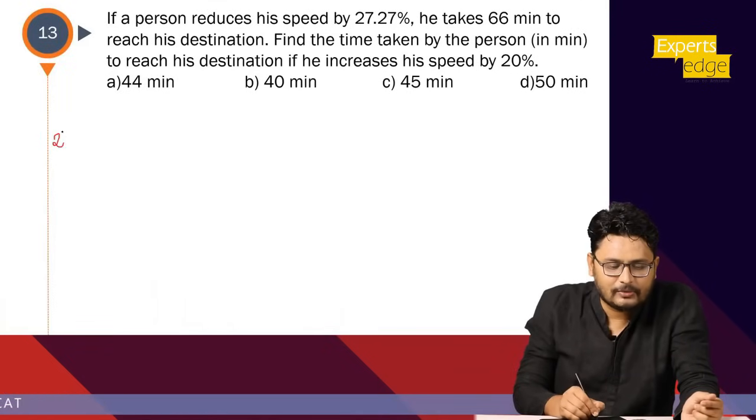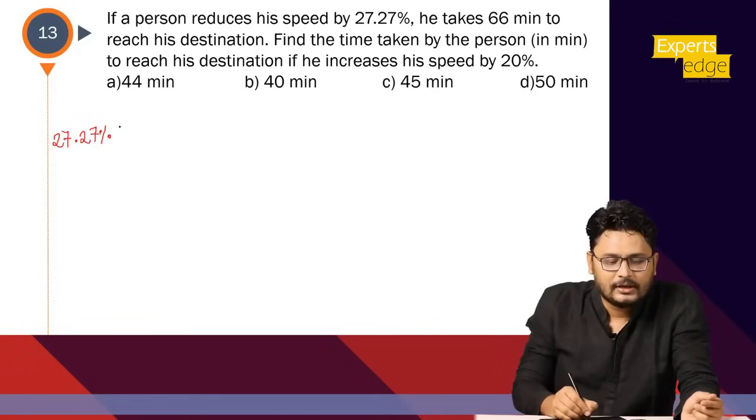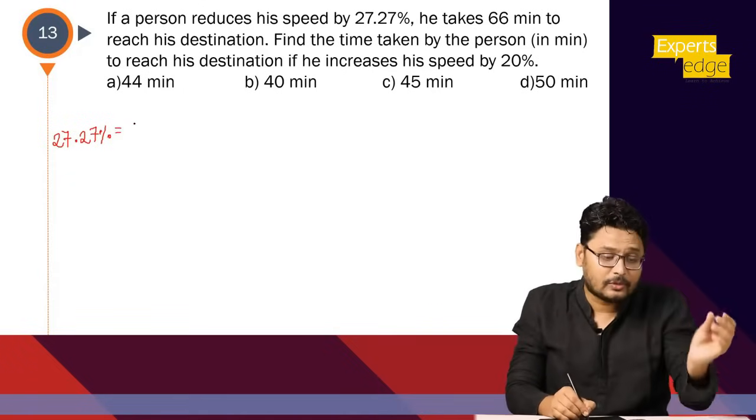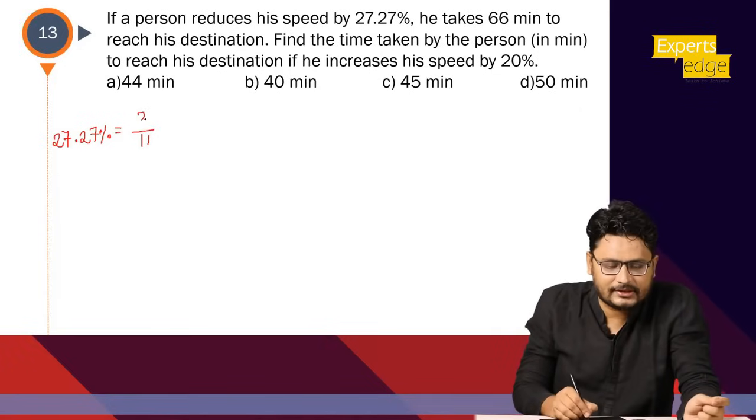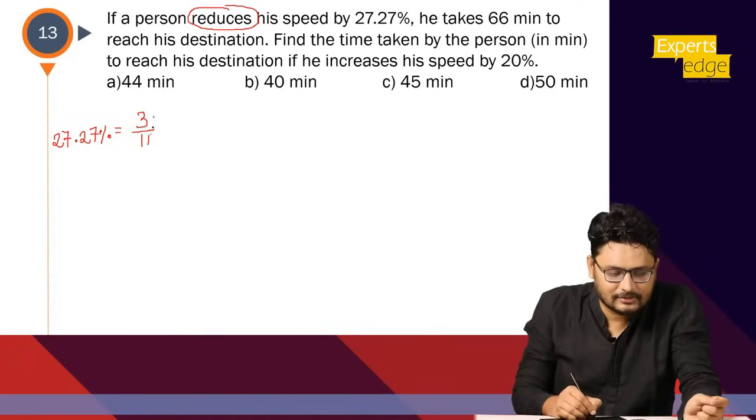Now 27.27%. First break that, otherwise there will be a problem here. 27 is a multiple of 9, so 11 will come below, and 9 threes are 27, right? 3/11. Now what is it saying? Reduce. So the speed was 11, and he reduced it by 3. So what should be the new speed? It is nothing but 8/11.